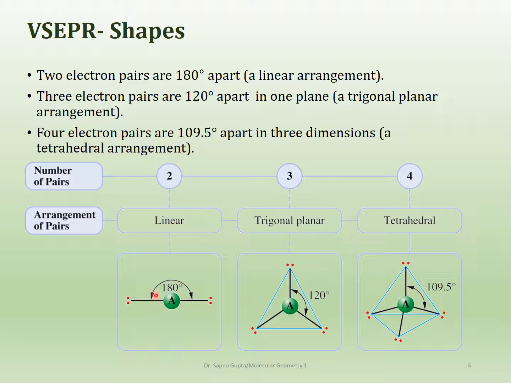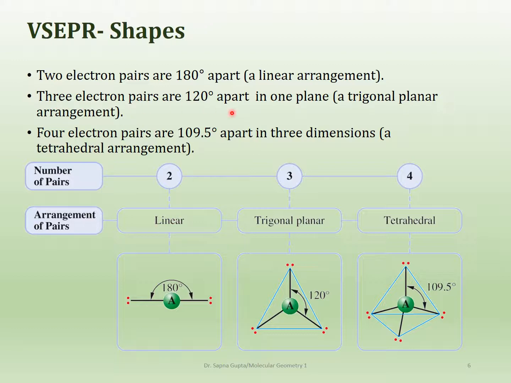Okay, and if one of them tries to shift farther away, then the angle is going to get smaller on the other side. So the farthest they can get away from each other is 180 degrees, and that is called a linear arrangement, or a linear shape, a linear electronic geometry, whatever you want to call it, but it's an arrangement, and it's linear.